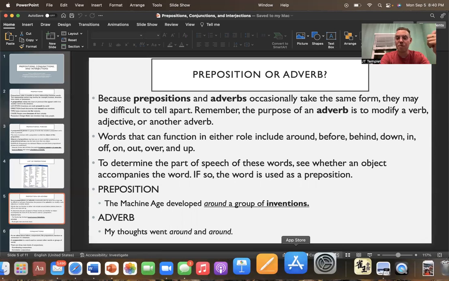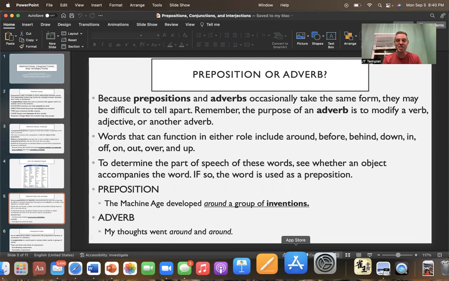Because remember, adverbs modify verbs, adjectives, or other adverbs, if we remember from last week. Words that can function in either role include words like around, before, behind, down, in, off, on, out, over, and up. Here's a little trick. To determine the part of speech of these words, whether they're a preposition or an adverb, see whether an object accompanies the word. If so, the word is a preposition.